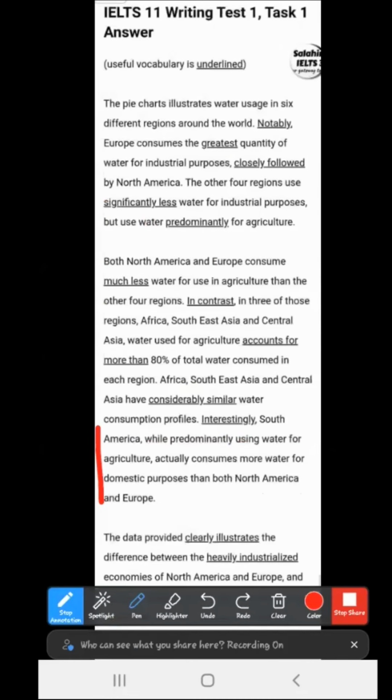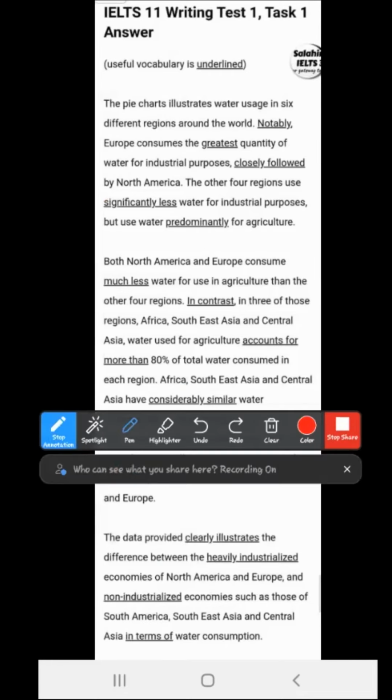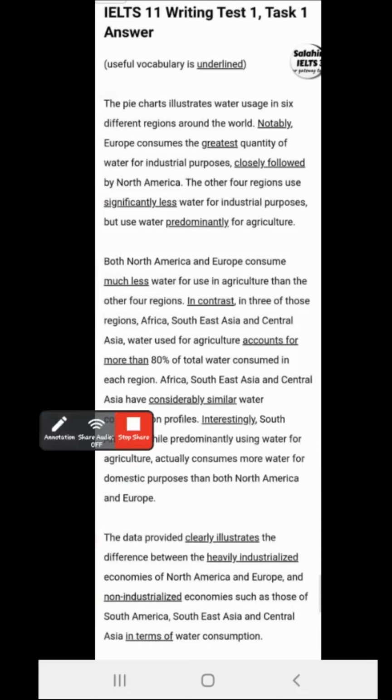Interestingly, South America, while predominantly using water for agriculture, actually consumes more water for domestic purposes than both North America and Europe. So, in conclusion, the data provided clearly illustrates the difference between the heavily industrialized economies of North America and Europe and non-industrialized economies such as those of South America, Southeast Asia, and Central Asia in terms of water consumption. It's very clear, it's very simple.